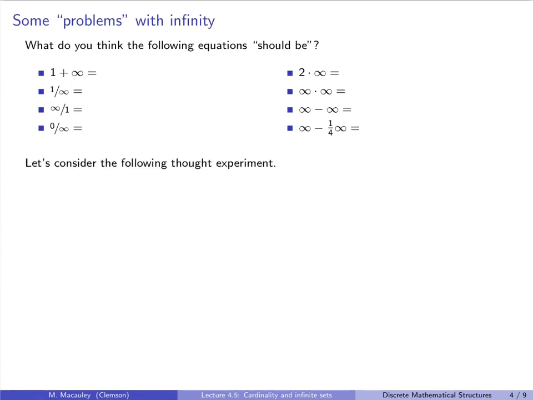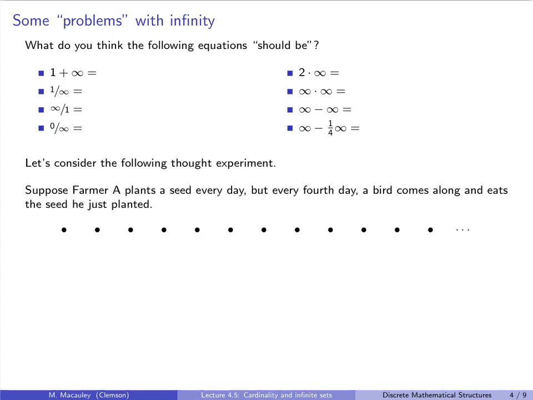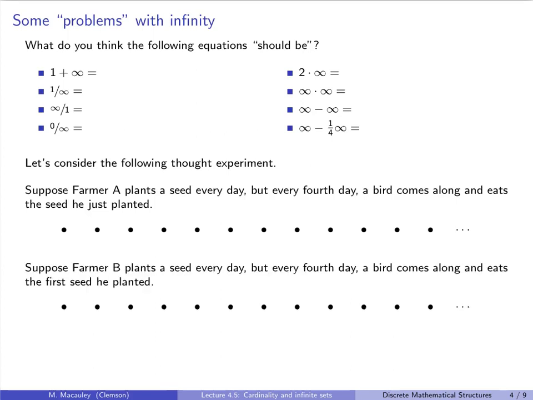Let's do that with a thought experiment. Suppose farmer A plants a seed every day, but every fourth day a bird comes along and eats the seed he just planted. Moreover, suppose there's a farmer B who also plants a seed every day, and every fourth day a bird comes by and eats a seed, but this bird eats the first seed he planted. Which farmer has more plants remaining at the end of time? It's in quotes because I'm lying. That doesn't really make sense at the end of time. And we're assuming that the plants live forever. Also doesn't make a lot of sense.